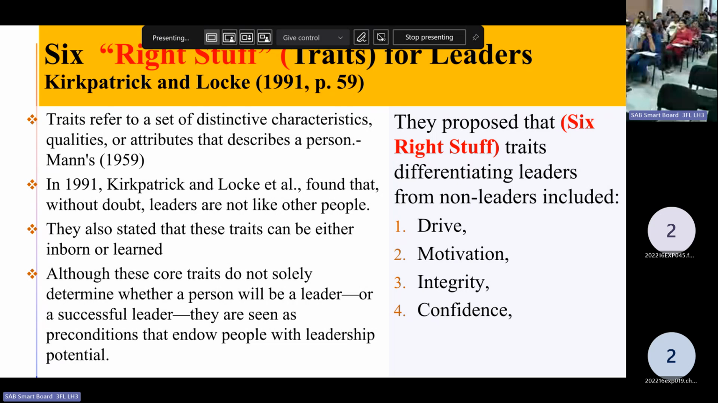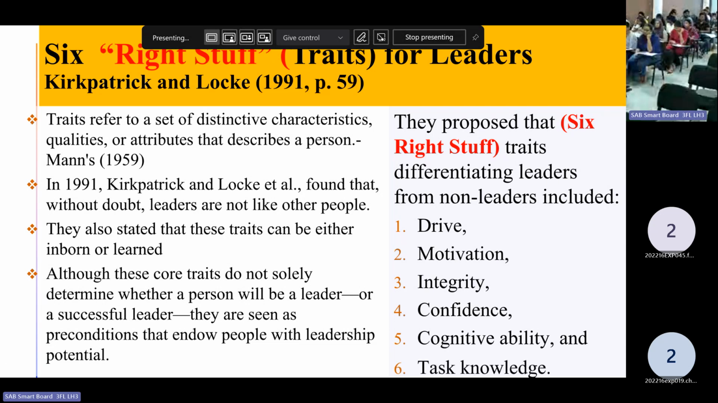So now you see, what are the expression number 6, 2. What are the 6? Right stuff. Please understand, the question will come with the name. 6 right stuff. This person said, if you have these 6, you will become a leader. So right stuff, that's the third question. Yes: drive, motivation, integrity, confidence, cognitive ability, and task knowledge. If you have that, he said you will become a leader.